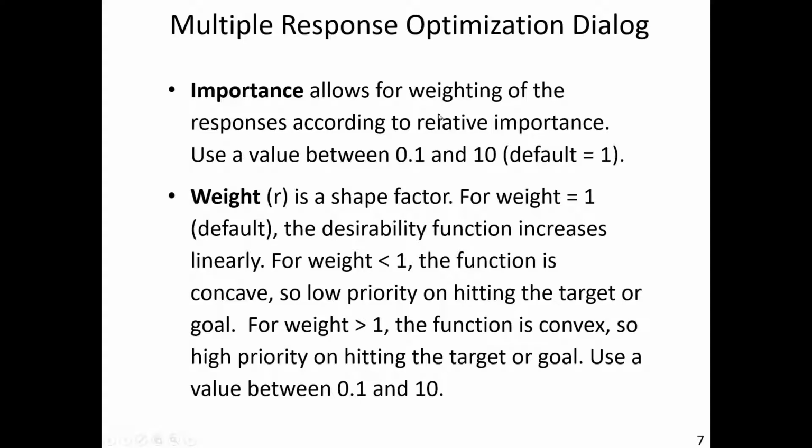Importance. Importance allows for weighting of the response according to relative importance. So use a value between 0.1 and 10. The default is 1. If they're all 1, that means all of the responses are of equal importance. But if you want to place more importance on one, you could have a 10 and a 1 and a 0.1, for example, if you have a primary, a secondary, a tertiary response. Then you can use this to guide the calculation so that it places the importance appropriately.